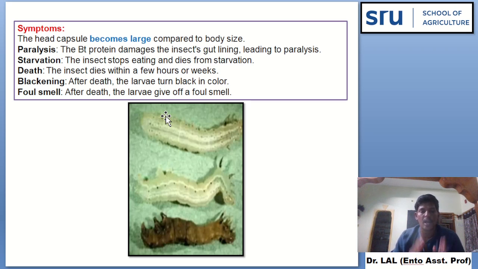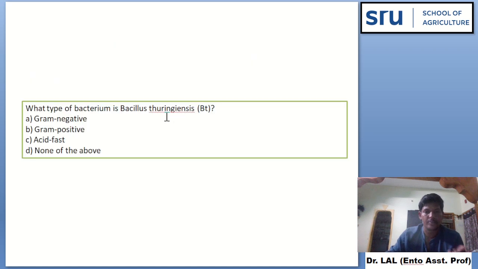So, this is all about what is the Bt, its mode of action, and symptoms associated with it. Now we are discussing the objective questions which are related to this topic. What type of bacterium is Bacillus thuringiensis? Gram negative, gram positive, acid fast, or none of the above? Bacillus thuringiensis is a gram positive bacterium.